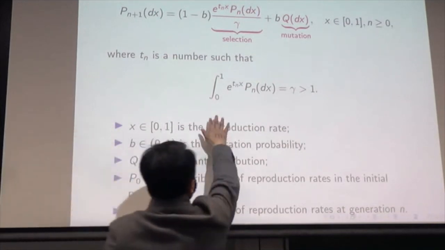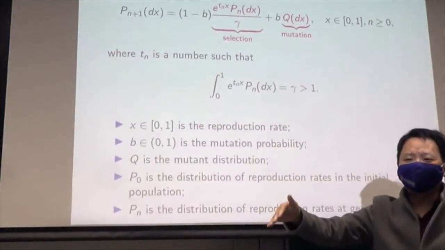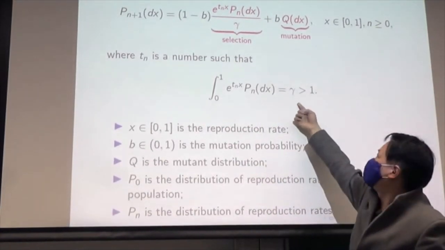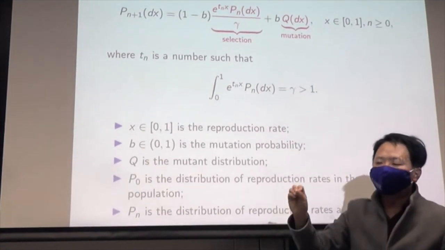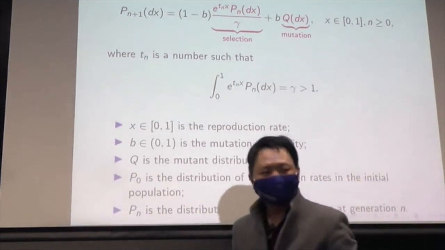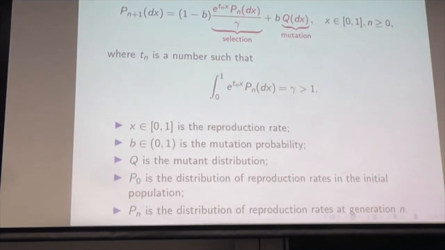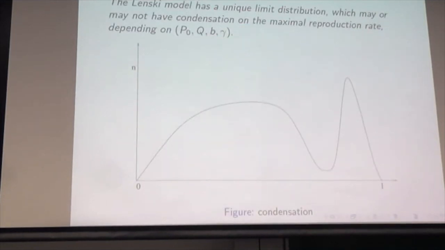So why do I impose this? It's a response to the Lenski experiment. I let it evolve to gamma times the initial size, and then I sample a 1 over gamma fraction at the end of the day. So we are interested in whether this model converges, and the answer is yes.